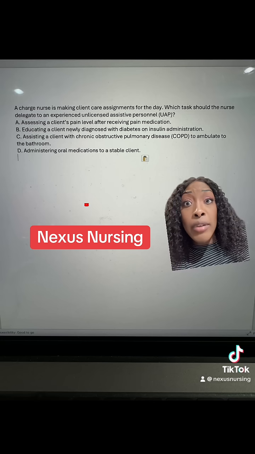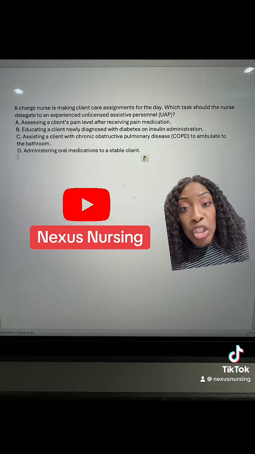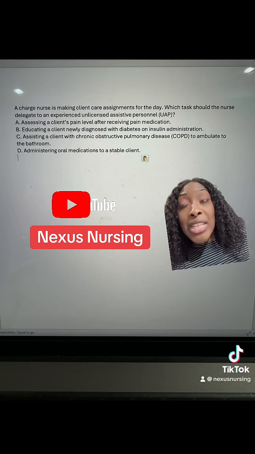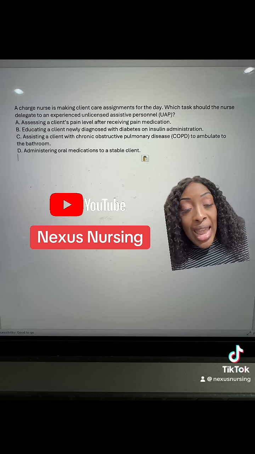So when it comes to levels of complexity, the RN is going to have the most complex patient. The LPN is going to have the most stable patient. And the UAP is going to get the patient that doesn't require the critical thinking, if that makes sense.